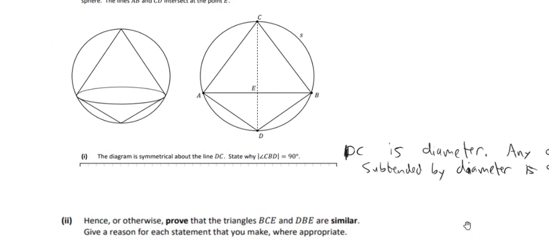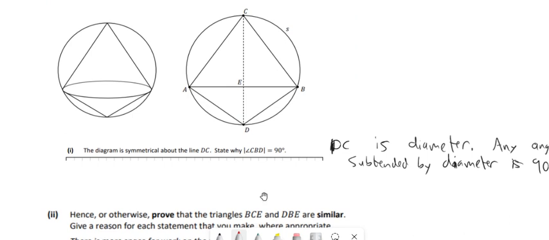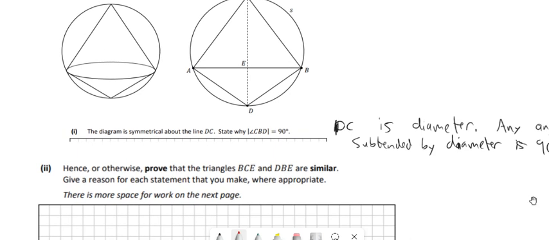Right, well, BCE is this triangle here, and DBE is that triangle there. So for them to be similar, the angles need to be the same. Well, we know that there's a right angle in two of them anyway. So the angle CBE is equal to the angle DEB. They're both right angles, or 90 degrees.